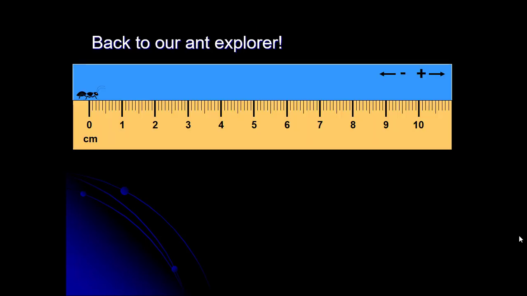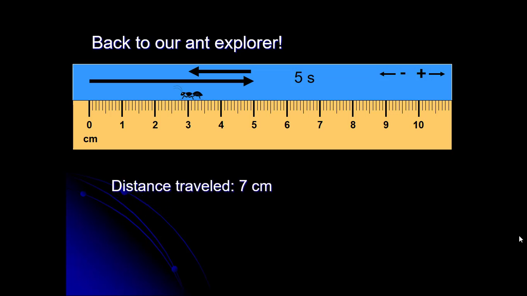So let's go back to our ant on our ruler. Our ant is going to start at 0 centimeters, and he's going to start moving, and he's going to go over here to 5 centimeters, and then he's going to turn around and come back to 3. And that's going to take him 5 seconds. So what is his total distance that he traveled? All right, so if he went to 5 and he came back to 3, he went 5 centimeters and then 2 centimeters. So the total distance that he traveled was 7 centimeters.